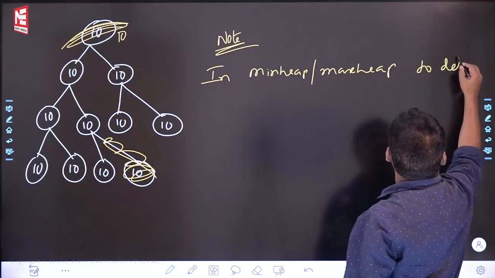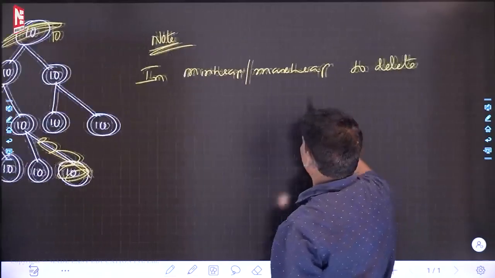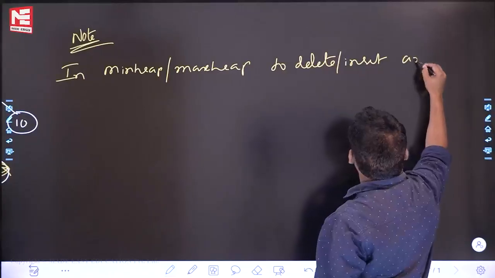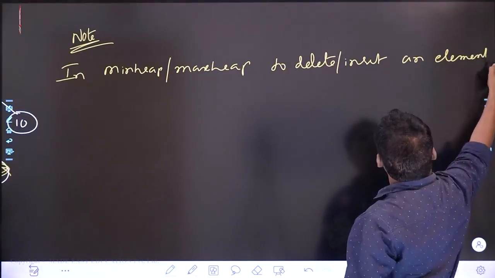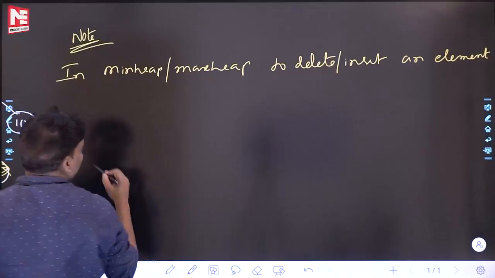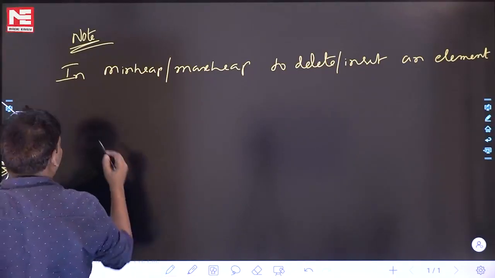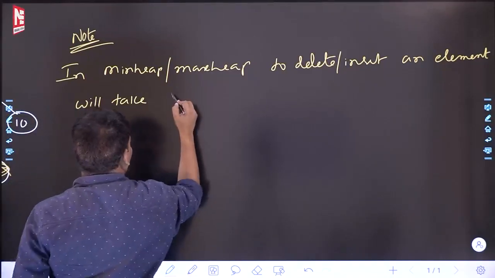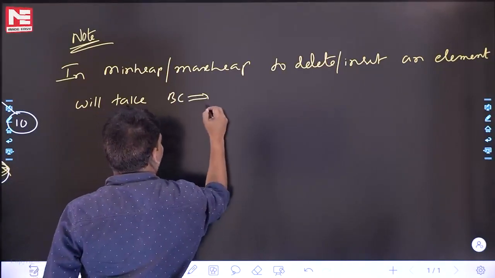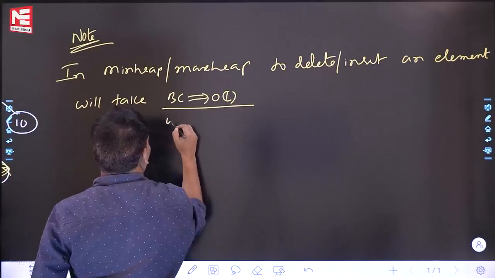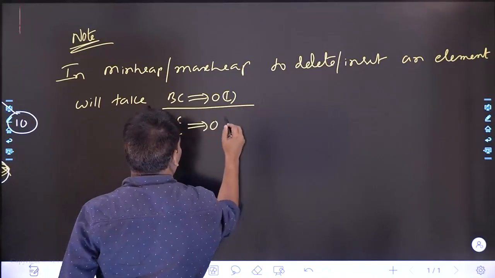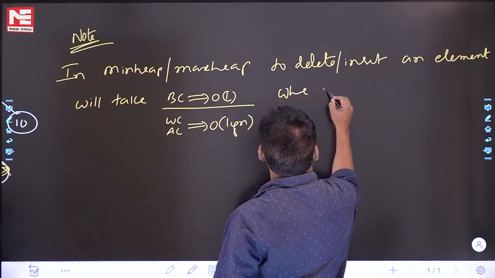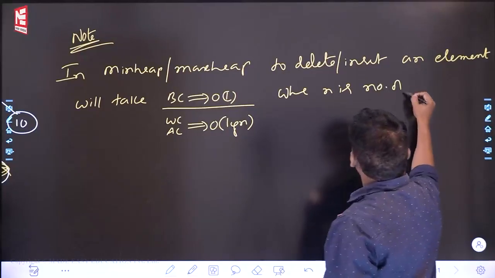To delete or insert an element in a min heap or max heap will take best case order of 1 time. Worst case and average case, how much time? Order of log n time, right? Where n is the number of elements in the tree.